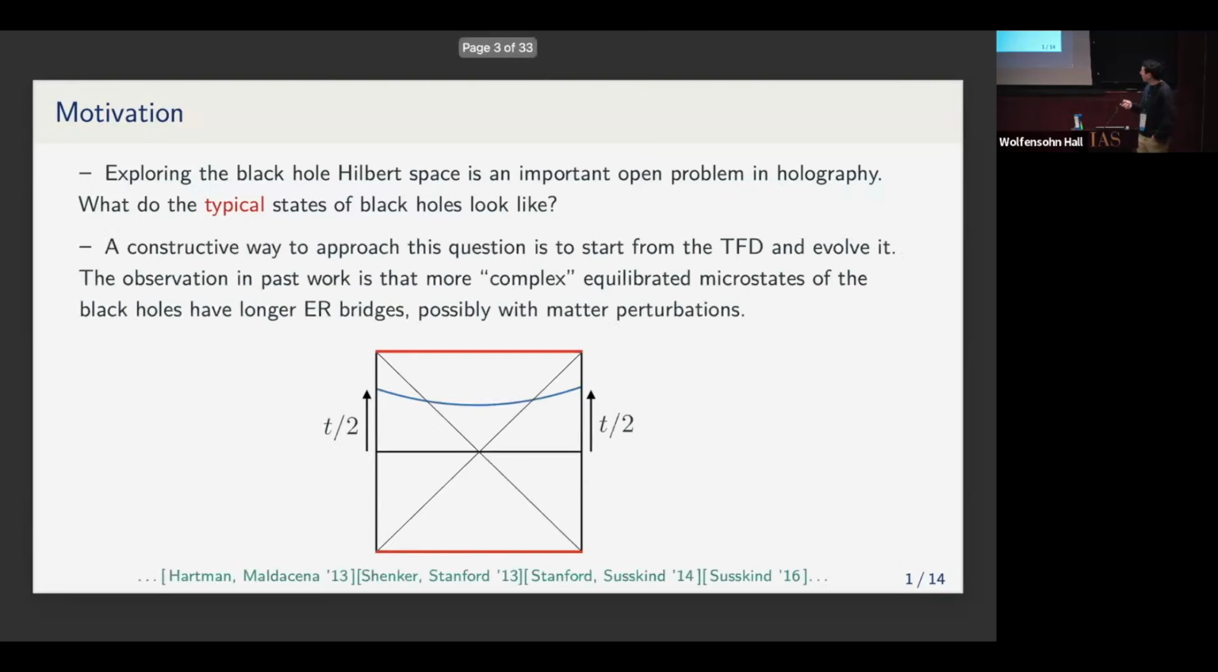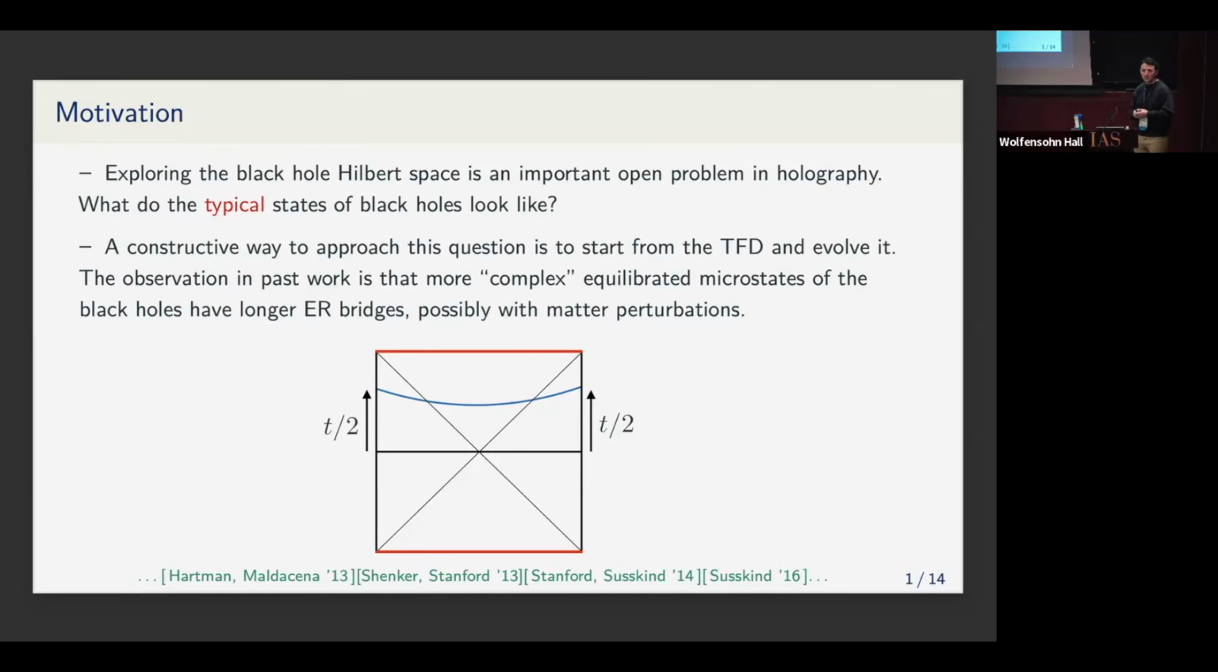A constructive way is to start from the thermofield double, which is holographically well understood. Its semiclassical dual is the Einstein-Rosen bridge of an eternal black hole in AdS. So start with this state and apply operations on it in order to reach more generic states.